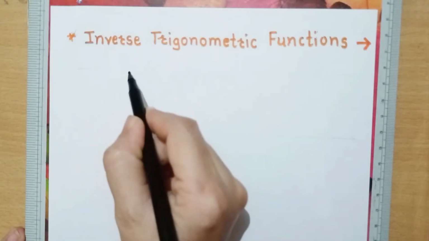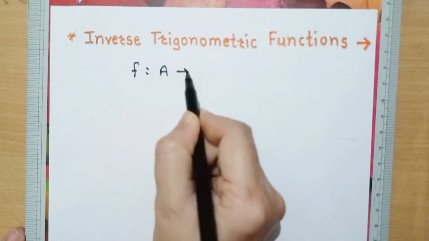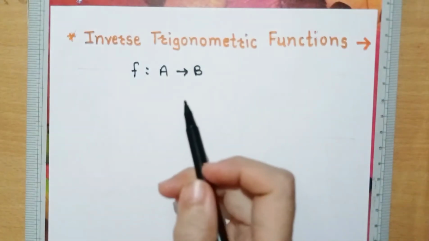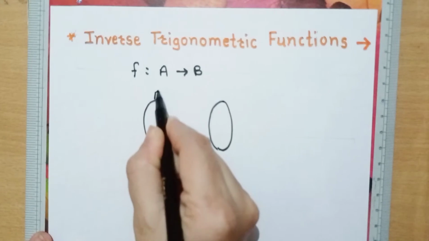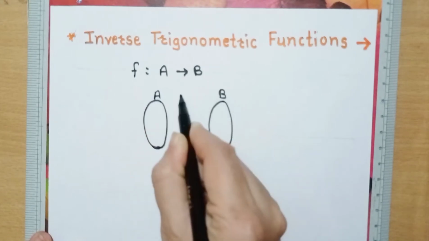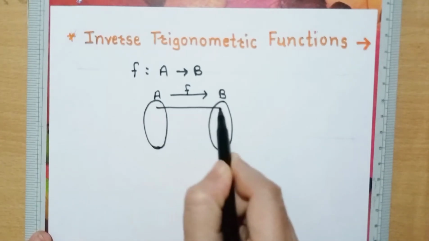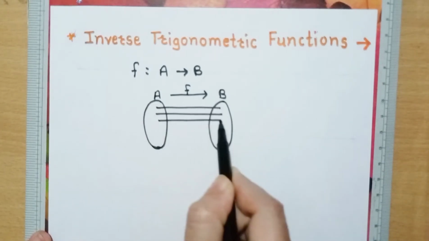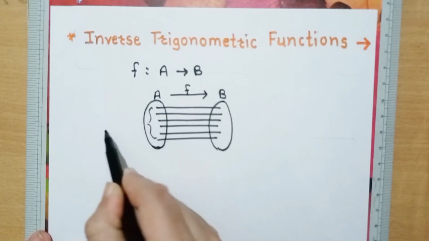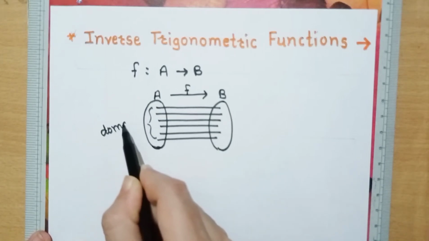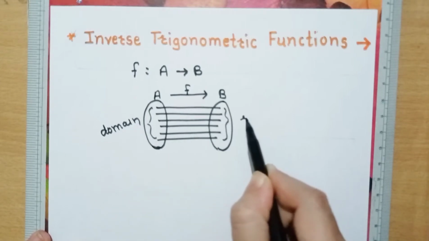So let's check this. First we will consider the function from A to B, which is one-one and onto. So this is A set, this is B set, and this is function f, and here every element is associated with its image. So this is called the domain and this is called the range.